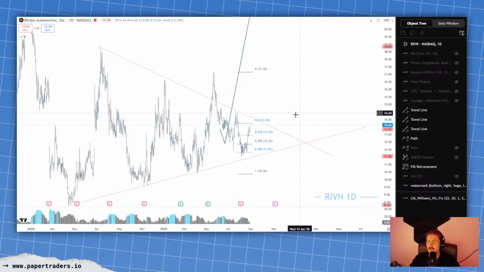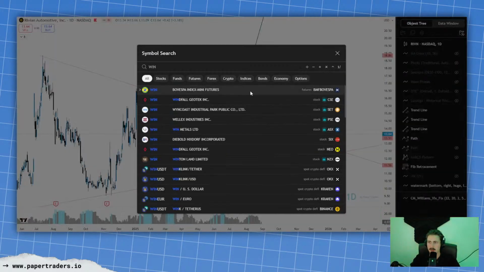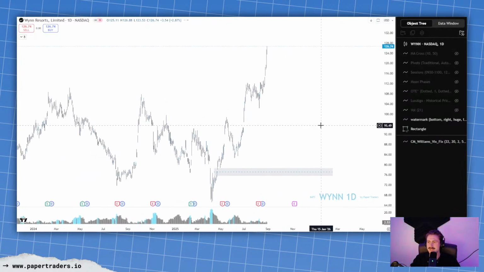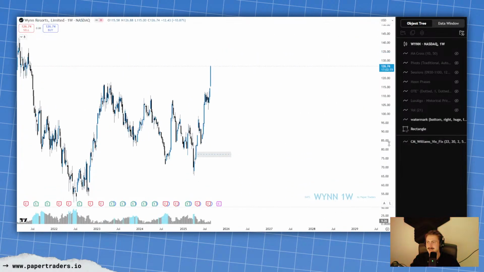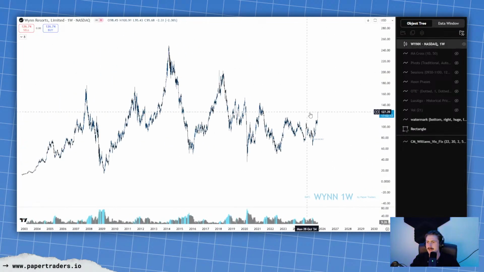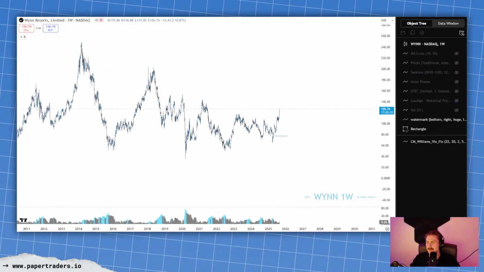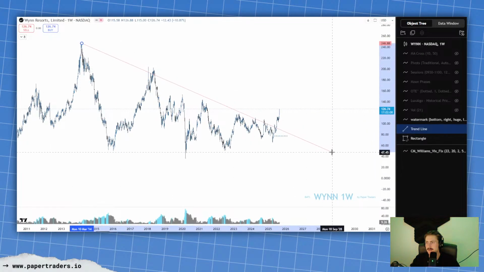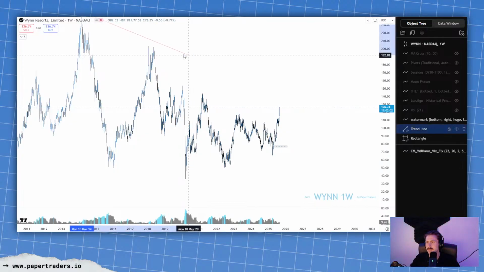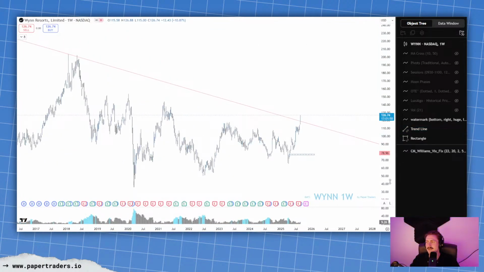Oh my god, look at WYNN. Holy shit, the weekly. Remember, if you zoom way out, there's this huge trend line from the top all the way down, and we broke it. I just touched it to that second point, up to the top left. Align it with that second one, and then go all the way down. Right there, look at that. That's a nice strong break.